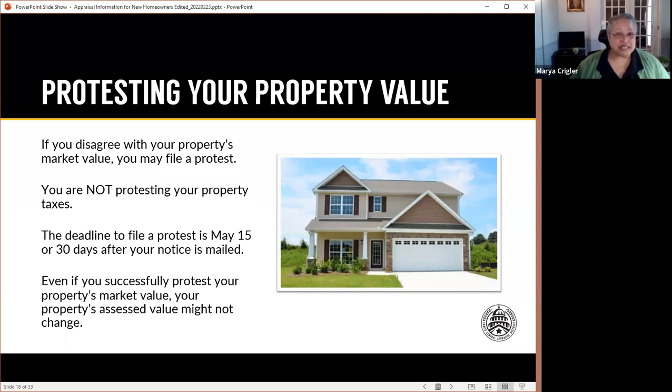You're not protesting your property taxes. Property taxes get set based on the budgets of the taxing entities and the tax rates that are set. So if you see your taxes and you say, I can't afford my taxes and I want to protest, that's not something that you take up with the appraisal district. That is something that you would take up with your taxing entities. But for your market value, based on what properties around you are selling for, the market value is something that you can protest at the appraisal district.